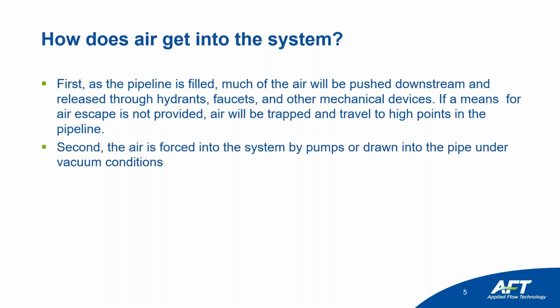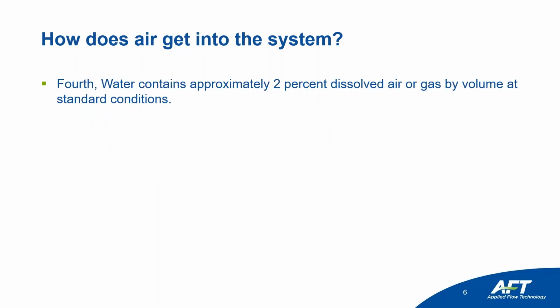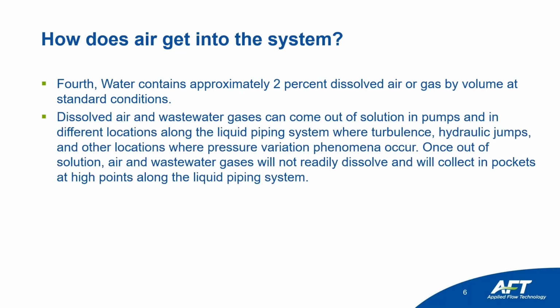A second source of air in your system can be drawn through your pumps, or it can be drawn into your pipe under vacuum conditions. A third source of air in your system is when your pipe is drained, air enters the pipe. Another source of air in your system is that, by nature, water contains approximately 2% dissolved air or gas by volume at standard conditions. This dissolved air can come out of the solution in different parts of your system where turbulence, hydraulic pumps, and other pressure variation phenomena occur. Once it comes out of the solution, air and wastewater gases will not readily dissolve back into the water, and it will collect in pockets at high points along the liquid piping system.